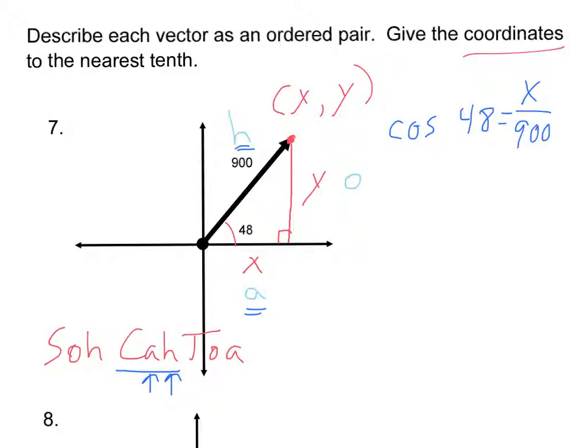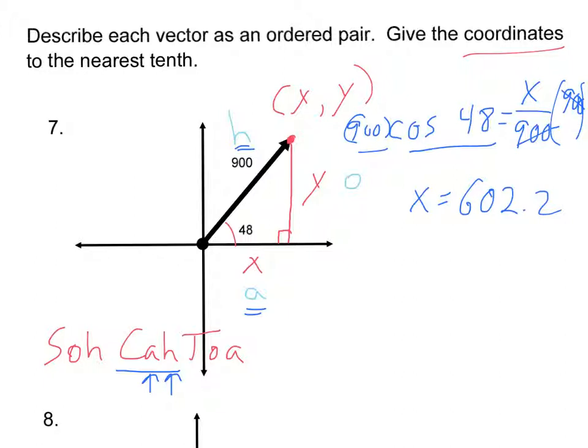Then I solve for x. Multiply both sides by 900, which cancels that out, and x equals 900 times the cosine of 48. When I plug that into my calculator, you should get an x value of 602.2.